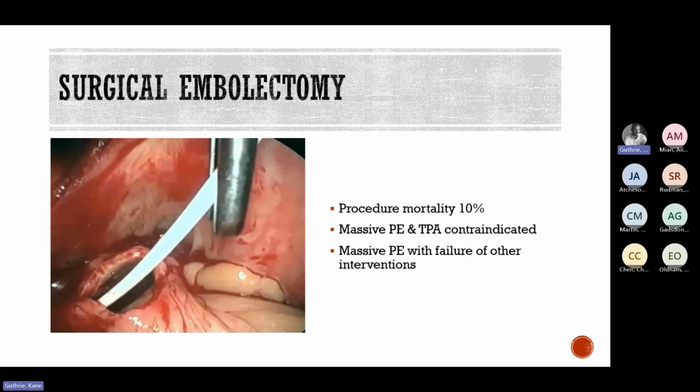Surgical embolectomy, and I'll show you a little video of a surgical embolectomy in a minute. It does have a bit of a risk. Procedural mortality is about 10%, but they'll do this in patients that are contraindicated to TPA. So if they've got bleeding, or they've got a massive PE and have failed thrombolytics, they're not getting better with pulmonary vasodilators, they're getting more shocked, cardiothoracics will take them and try to do an embolectomy. You can see that they've incised the pulmonary artery and they're going in with a catheter to try and suck out the clot from there.